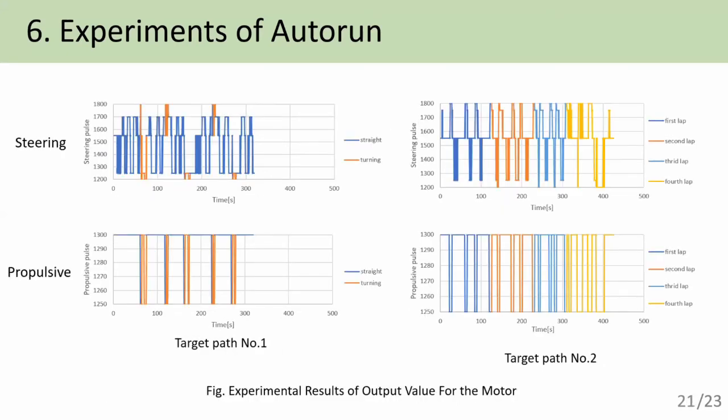Next, from the figure, it can be seen that the program outputs the motor accurately. And it can be seen that target path number 1 has more switching of the steering motor. Also, if you pay attention to the blue line of number 1, compared to number 2, it can be seen that more turning correction is conducted in straight mode. Therefore, number 2 has less trajectory correction and better accuracy.